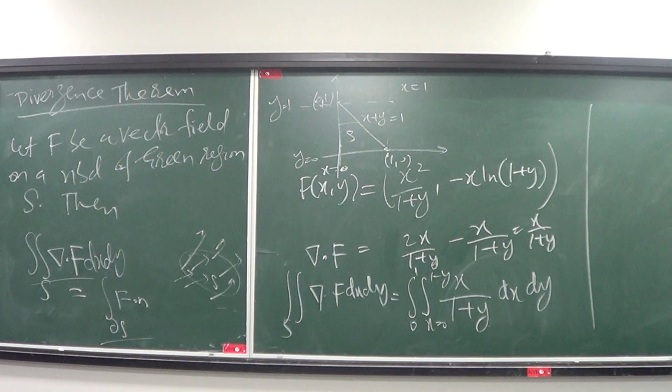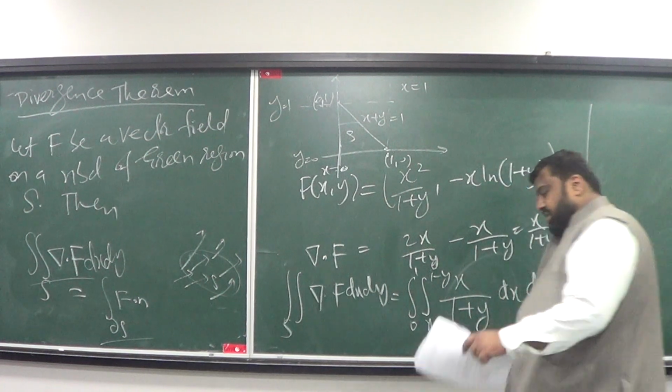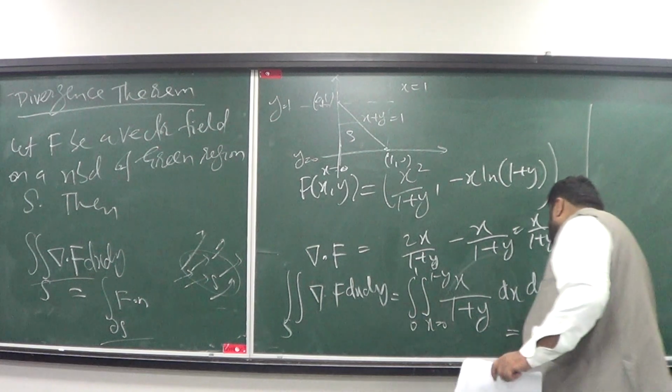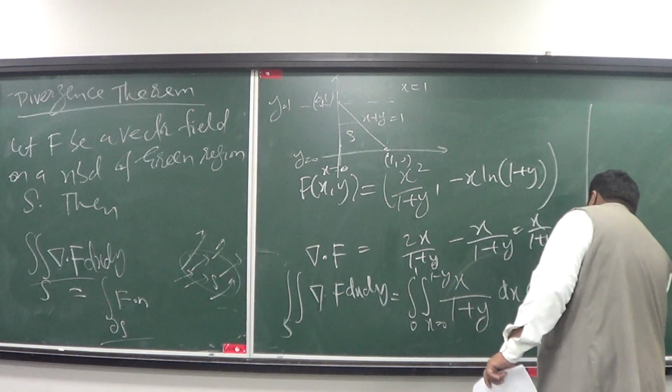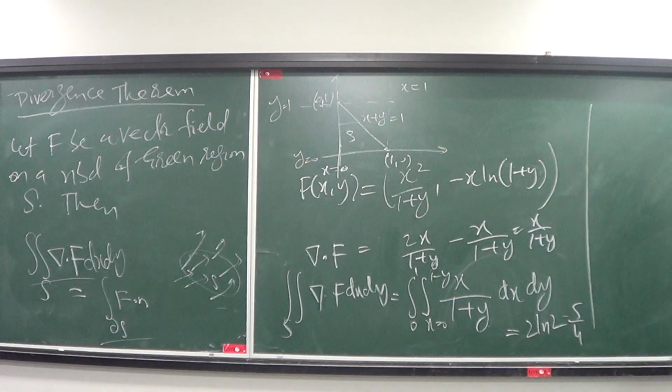So it's 1 minus y. Not just x, it's 1 minus y. Okay? Yes. So calculate it, first with respect to y, then with respect to x, and you're going to get this result. I'm not doing all the calculation. I just told you how to formulate this result.